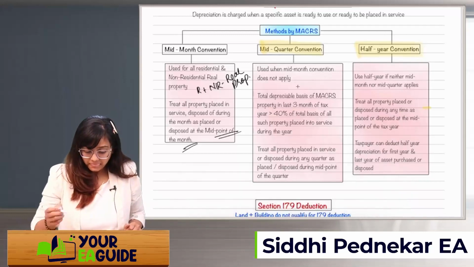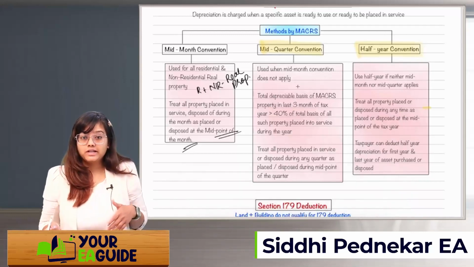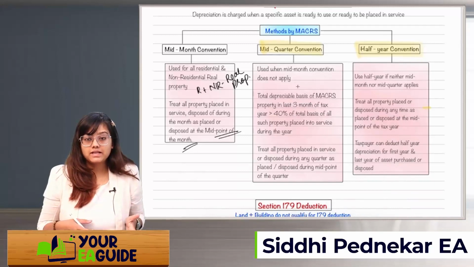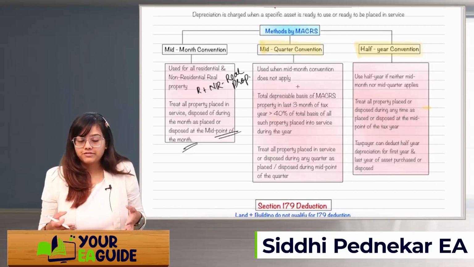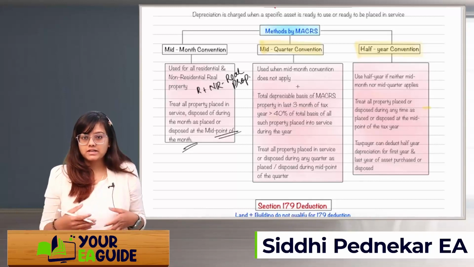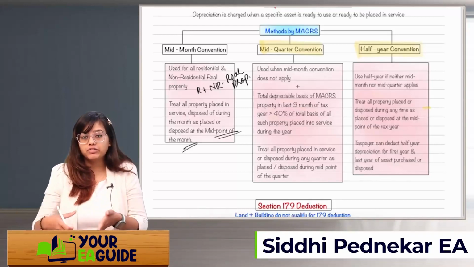Okay. Next is mid-quarter. So instead of mid-month, we will consider it as disposed of in the mid of the quarter. Or if you have purchased, it's vice versa. If you have purchased it, then we'll consider it is purchased in the mid of the quarter.